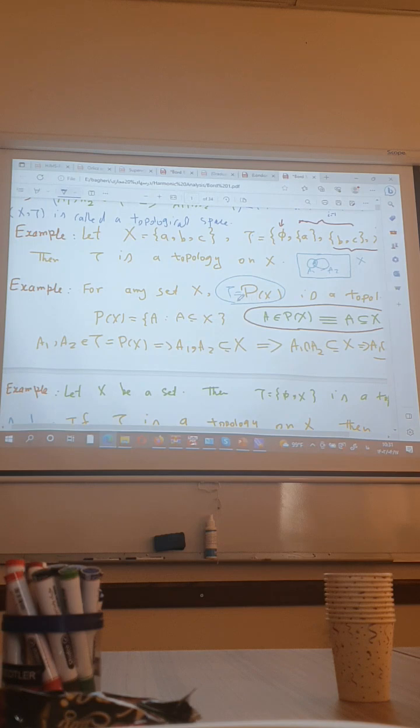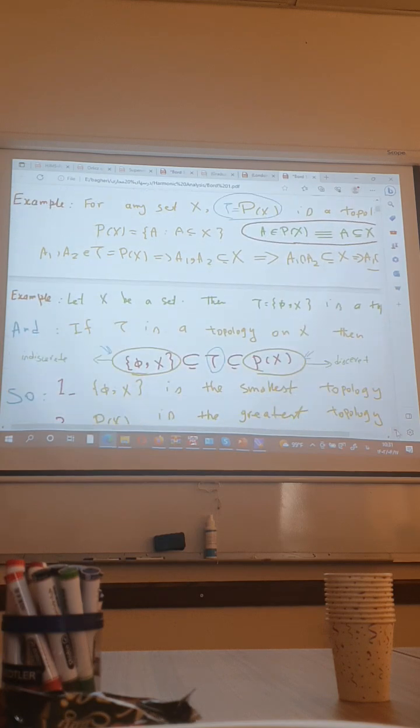This topology is called discrete topology. And this example is non-discrete topology: only the empty set and X. This is a topology, because any union of these two is the empty set or X, and any intersection of these two is the empty set or X. So they belong to tau.